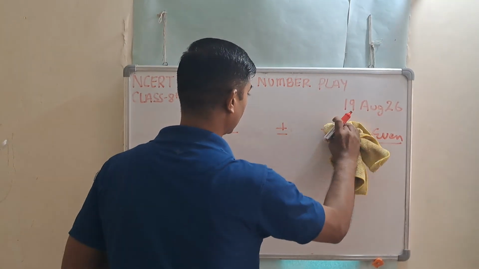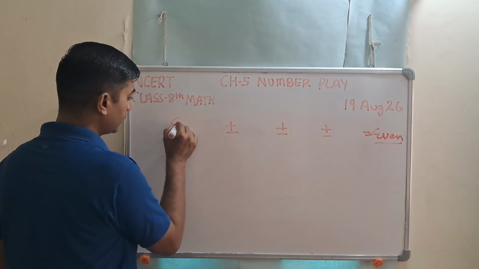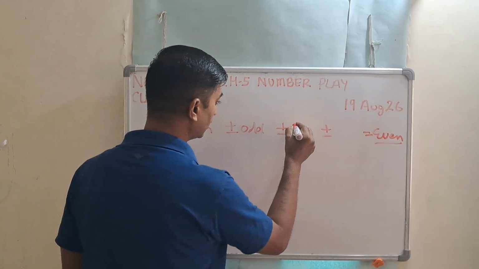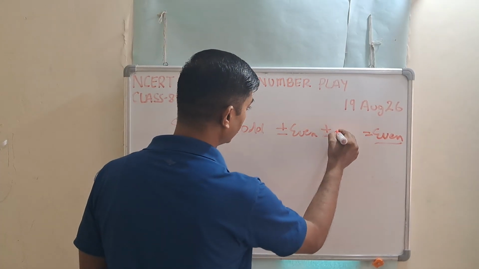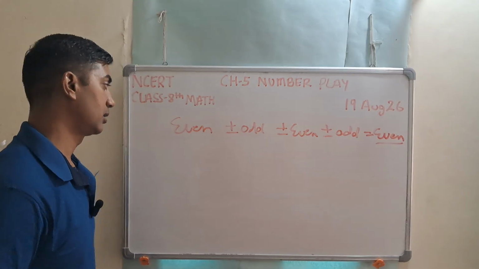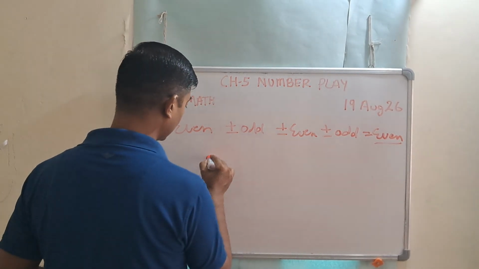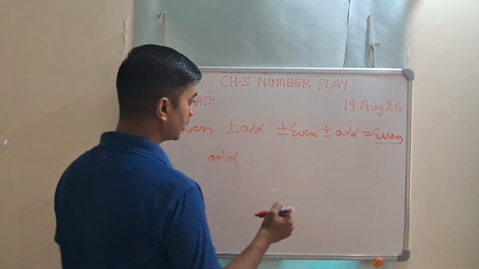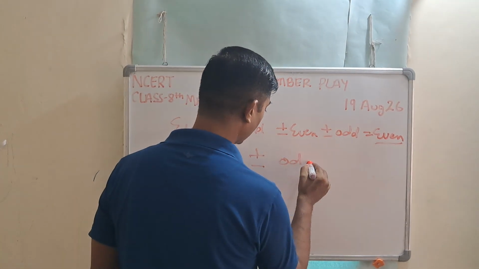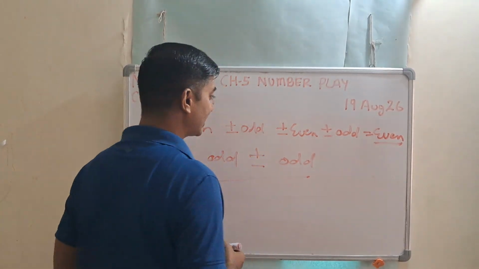Now, see, you have a combination of even, odd, even, odd. Now what will be your result? You see that this combination will come as odd and this combination will come as odd, and the sum of two odd numbers is even. So what is the conclusion?